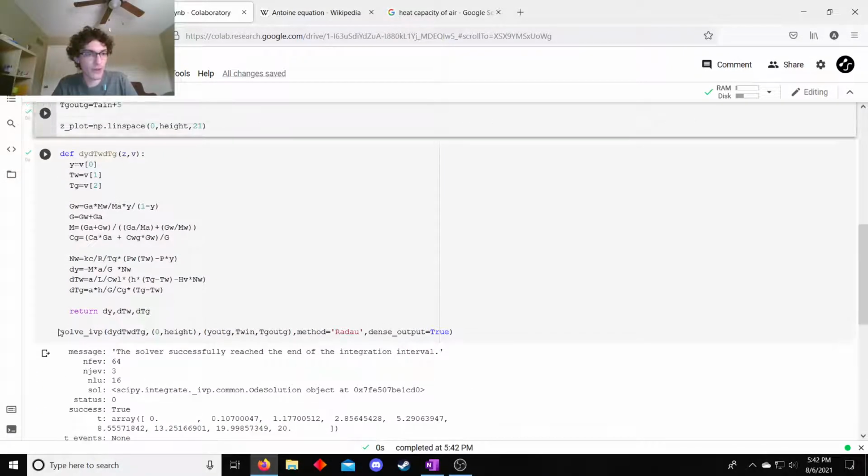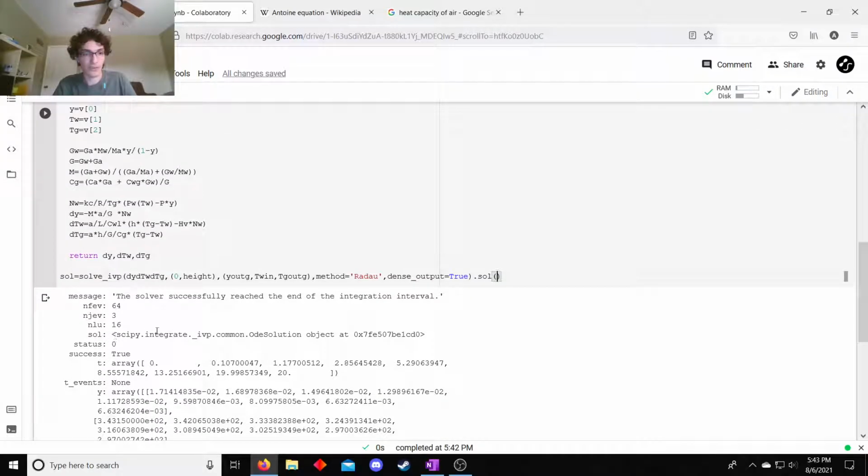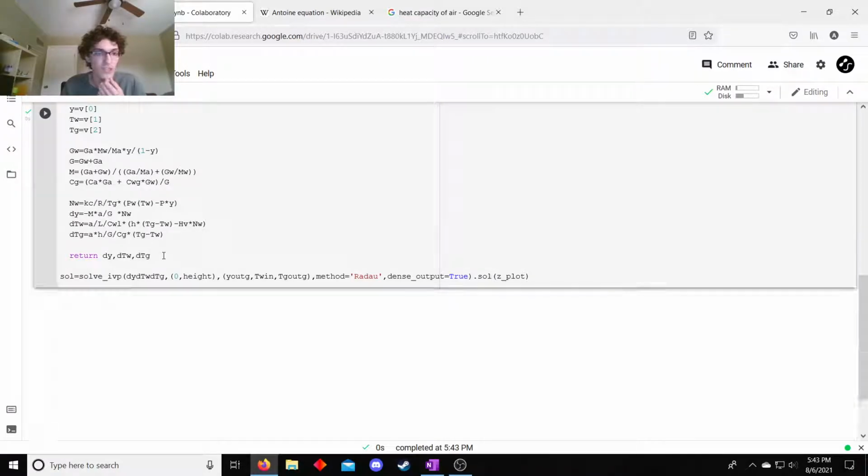So what I'm going to do is go down here and say that solution equals solve our IVP dot SOL, which will access these SOL values. So this dot SOL means take the number here, which is going to be z-plot, and give us the values of the differential equations at that z value.